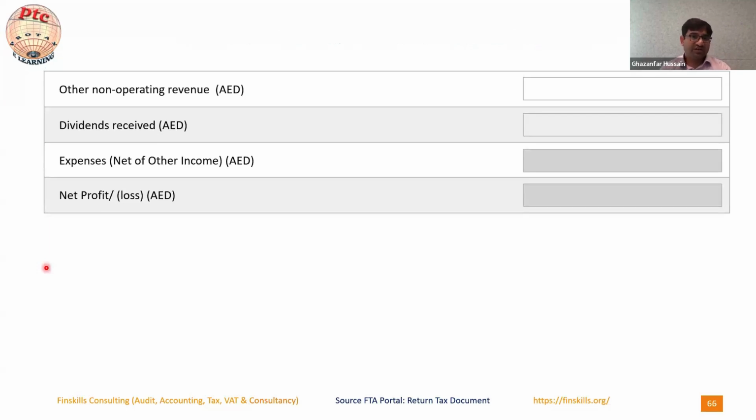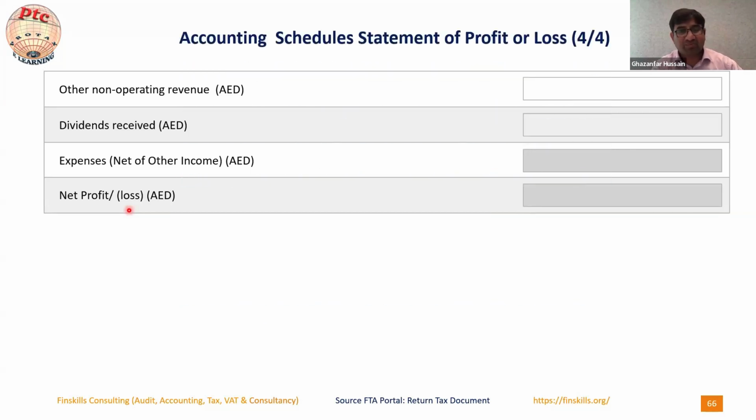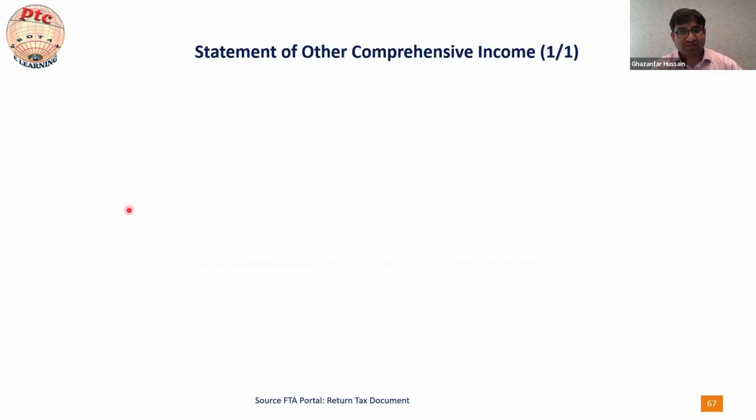We already saw the other operating income and dividend received. We already saw net profit and loss. This is the actual net profit and loss before interest and expense. Here interest is already deducted, but our starting point for the calculation of the corporate tax is EBITDA, the profit before interest and tax. Let's move to the next slide and see the statement of comprehensive income.